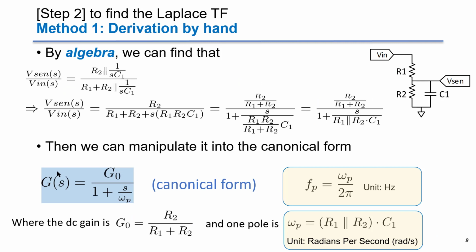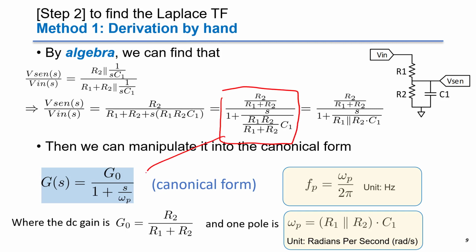As we did before, we got the transfer function of Vsen over Vin. So now we want to manipulate it into the canonical form. So canonical form is like this. We got the DC gain as G0. So DC gain in our case is this part. So this part we manipulate it as the canonical form.